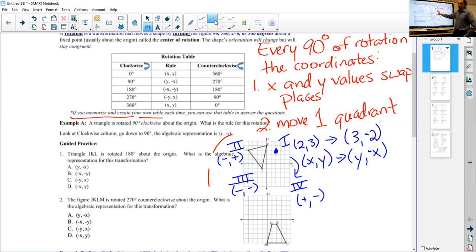Okay? Speaking of 180, why not? We're right here. You'll notice the rule says it goes from xy to negative x, negative y. And that's because we said every 90 degrees, they swap places. So 180 degrees, they swap places 2 times. So they flipped, and then it flips back. So you end up back at xy. And since it's down in quadrant 3, everything's negative. So xy becomes negative x, negative y. Okay? Hopefully that helps you out.